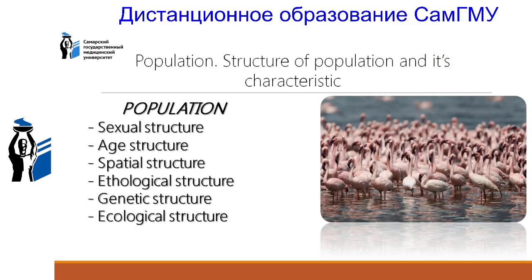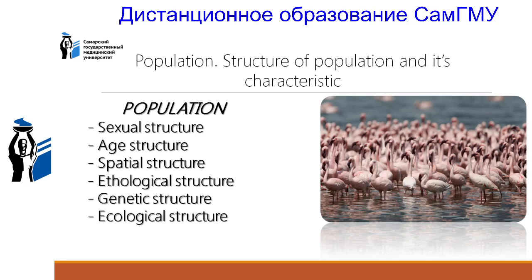Population is an aggregate of organisms of the same species living for a long time in one territory, occupying a certain area, and partially or completely isolated from individuals of other similar groups. The population is characterized by a certain organization, which is called structure. The structure of the population is the distribution of individuals over the territory, the ratio of groups by sex, age, morphological, physiological, behavioral, and genetic characteristics.